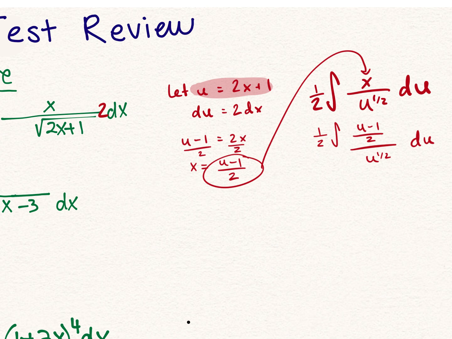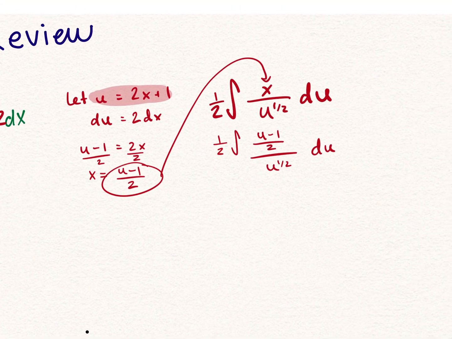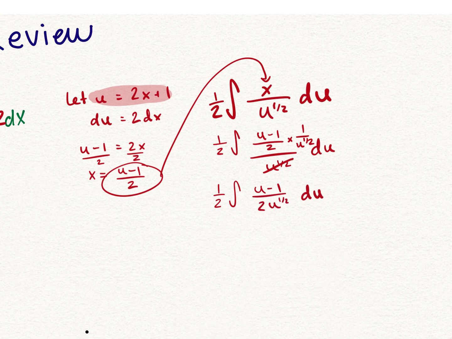So we need to do a little bit more simplifying before we can take our antiderivative. We could keep, change, flip here, so I'm going to keep the top, change to multiplication, and flip the bottom. So u to the 1/2 power is kind of like a whole number, so we'd flip it, so multiply by 1 over u to the 1/2 power. So we get 1/2 times the integral of u minus 1 over 2 u to the 1/2 power du.